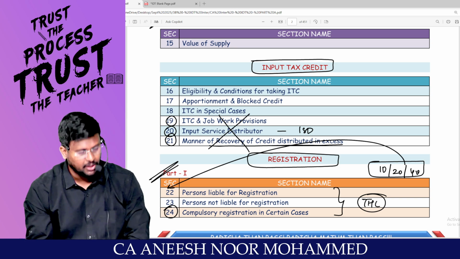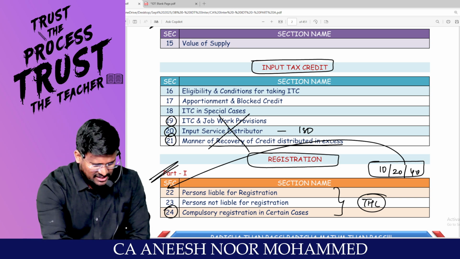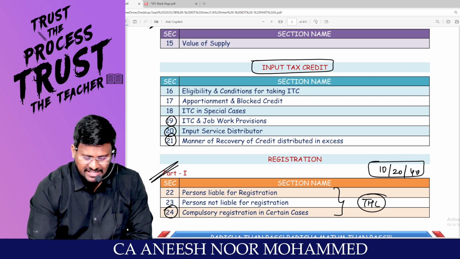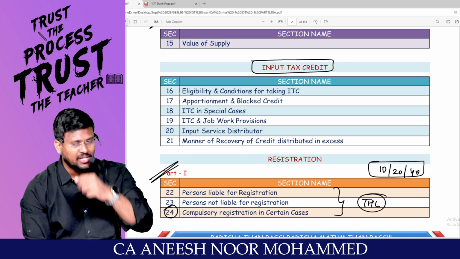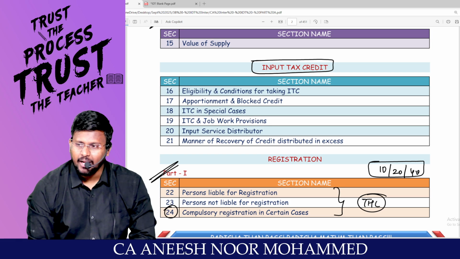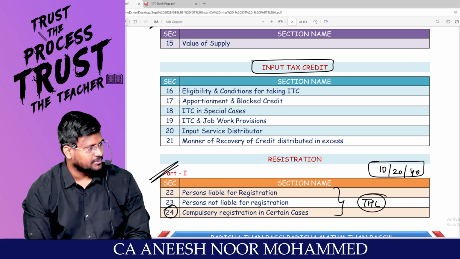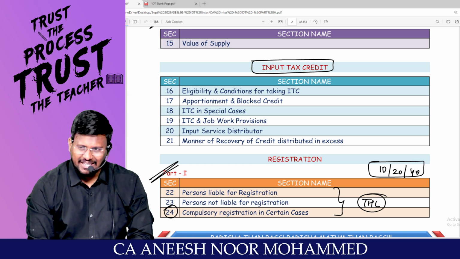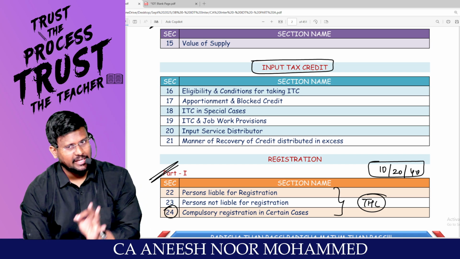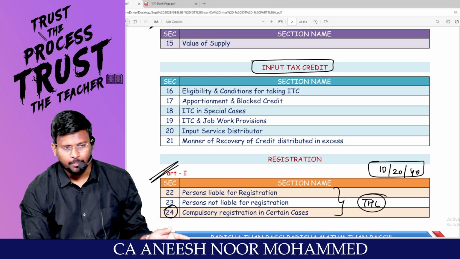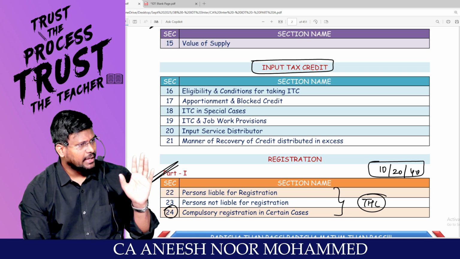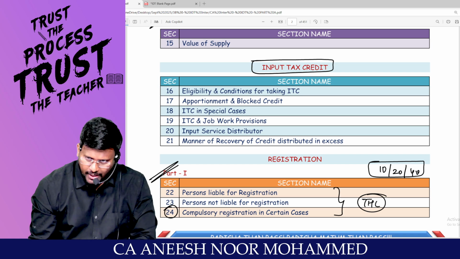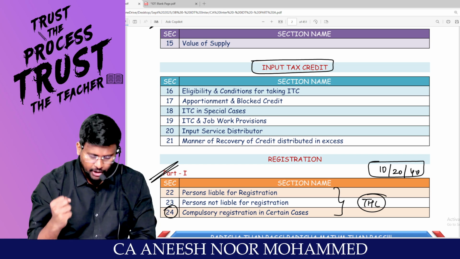What is section 15? What is section 16? Basic section for ITC. What is 17? Apportionment and block credit. What is section 18? ITC in special cases. What is section 19? ITC and job work provisions. What is 20? Input service distributor. What is 21? Manner of recovery of excess credit.